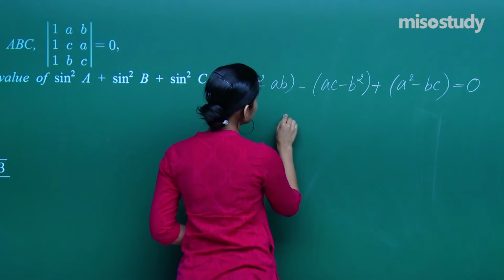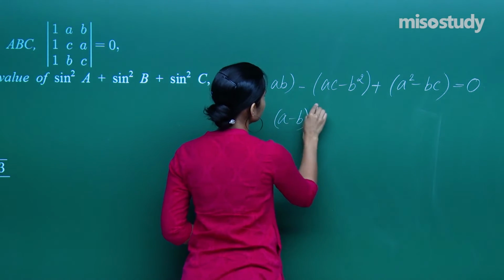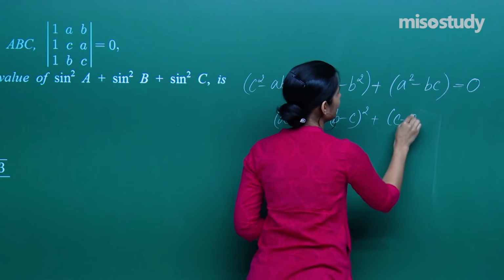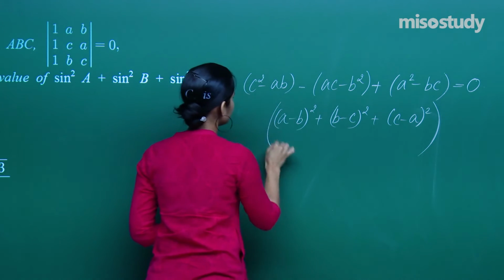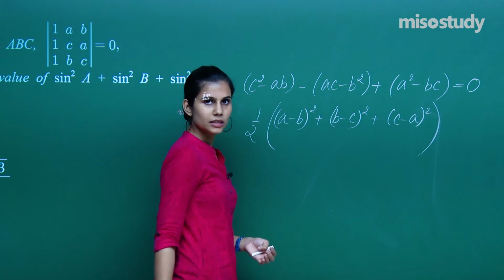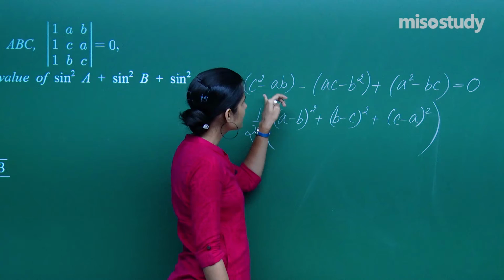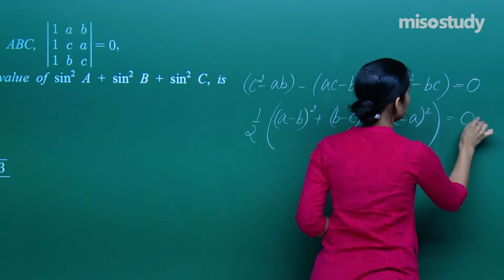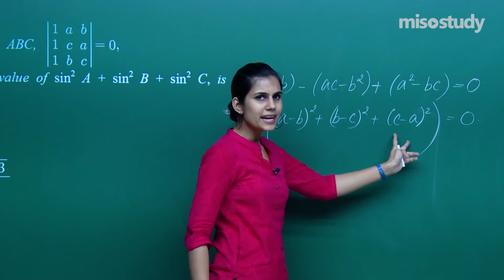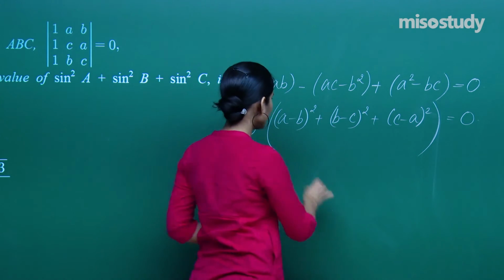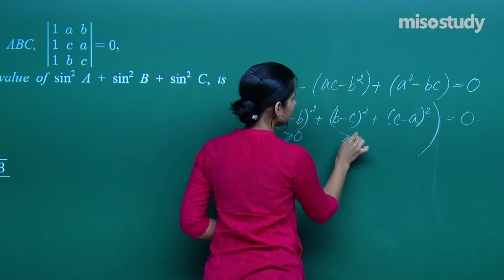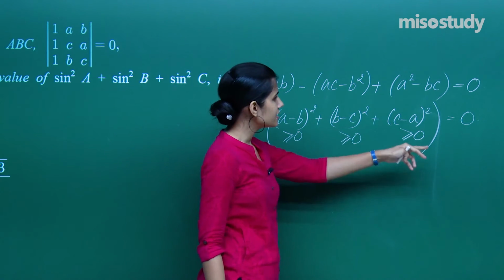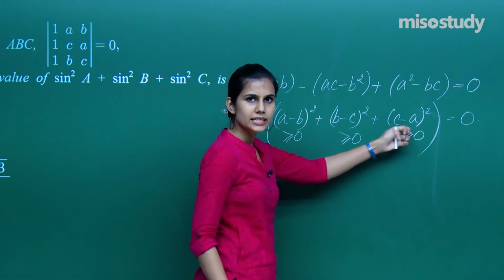This is the very determinant which is given to you as 0. From here you can easily interpret, I can write this as A minus B whole square plus B minus C whole square plus C minus A whole square, whole multiplied by 1 by 2, because this is A square plus B square plus C square minus AB minus BC minus AC. This is given to be 0. Whenever the sum of non-negative terms is 0, that means each of these terms is 0.